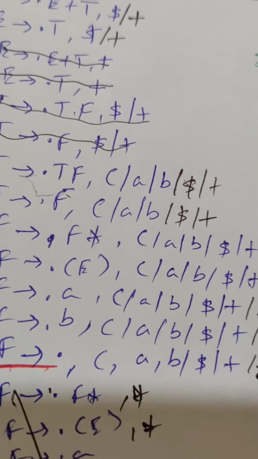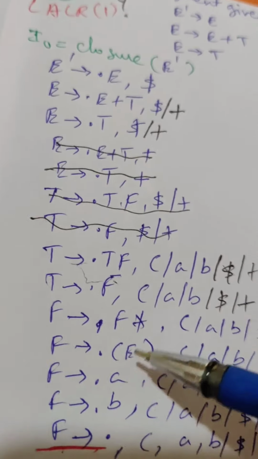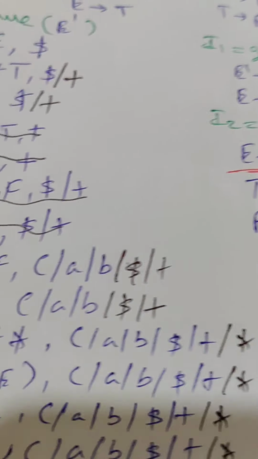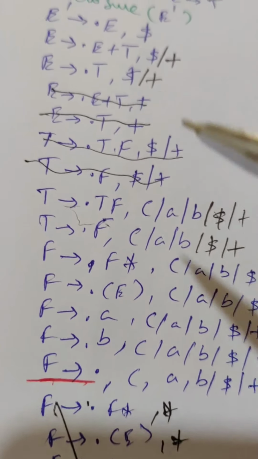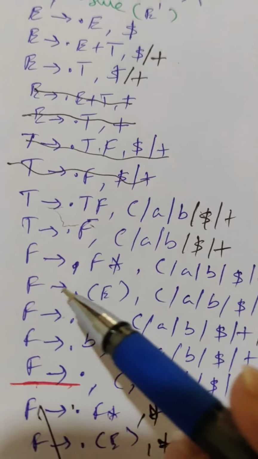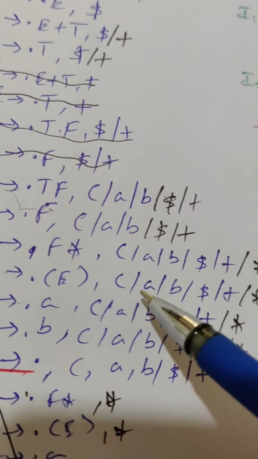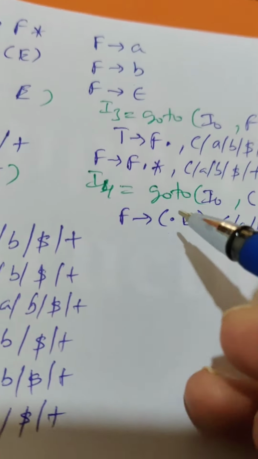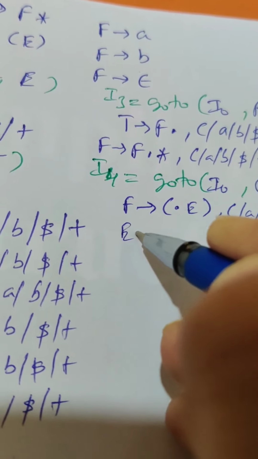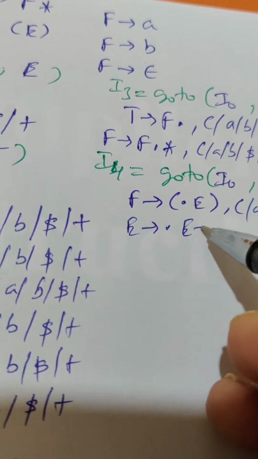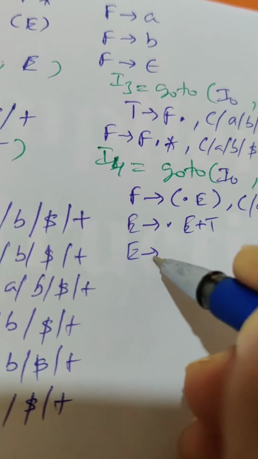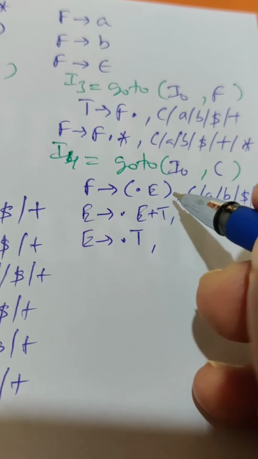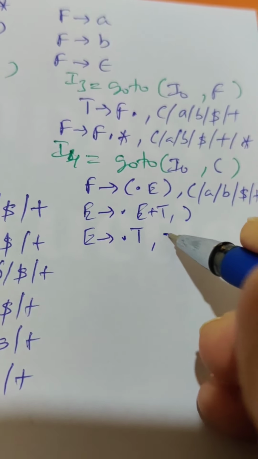Now next is going to be goto of I naught comma opening bracket, so next goto item number 4. F goes to opening bracket dot E closing bracket, with the lookaheads copied here and the dot shifted here. Now after the dot is E, so we have to write the rules of E. So again E goes to dot E plus T, and E goes to dot T. For these two rules, the lookahead of this E is closing bracket, so let's write closing bracket, closing bracket.